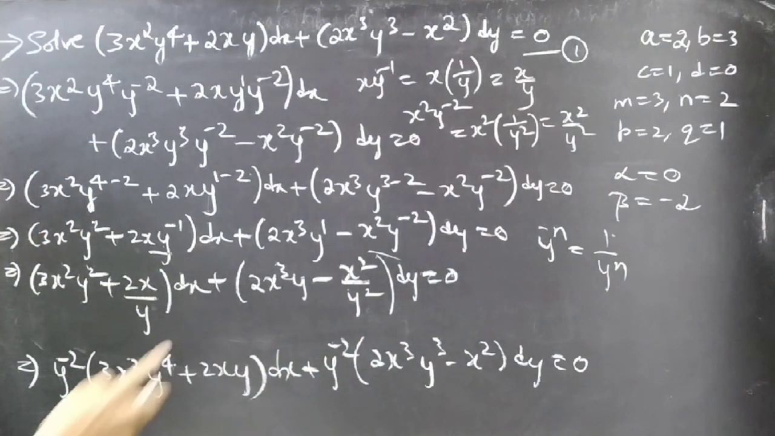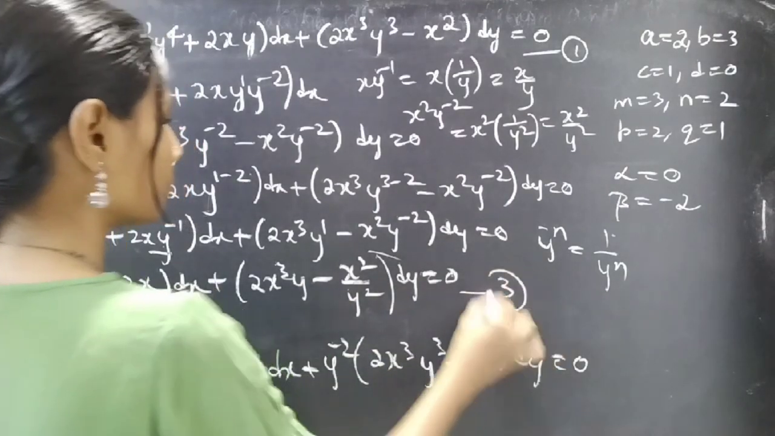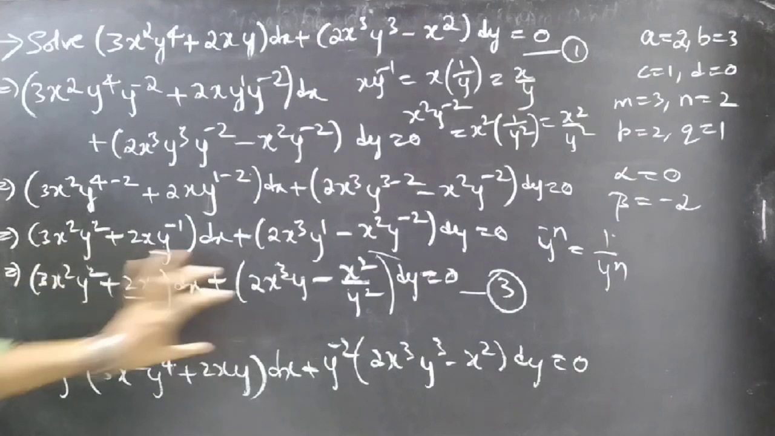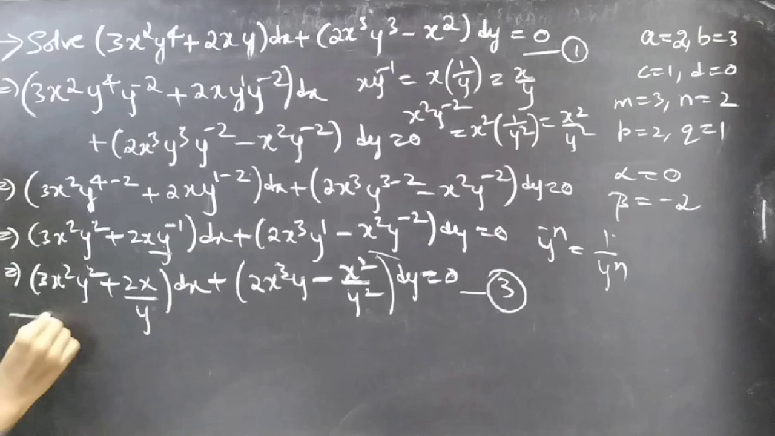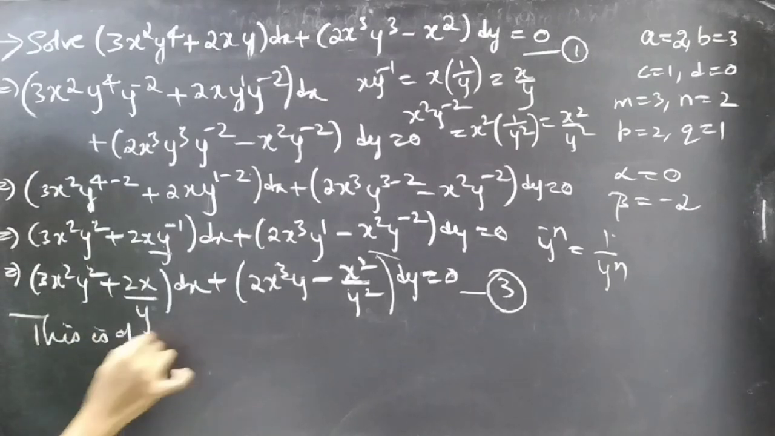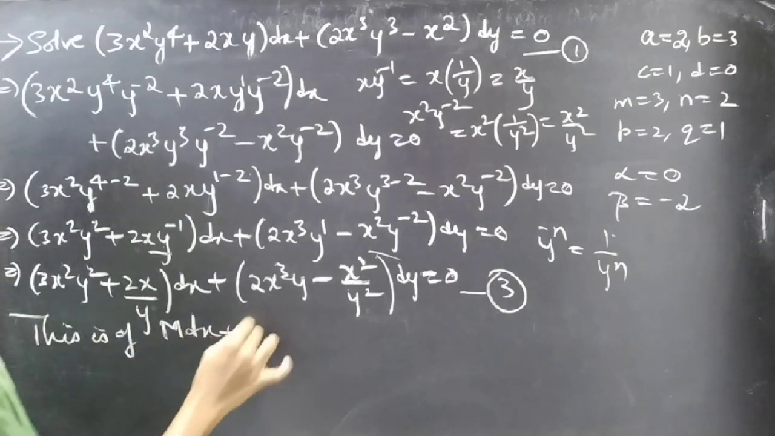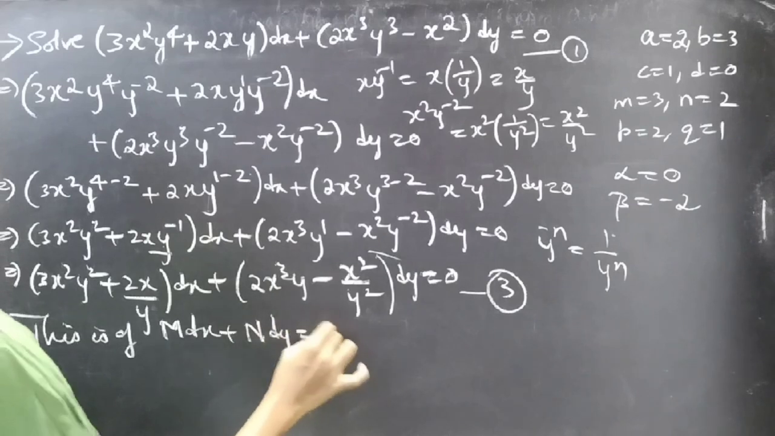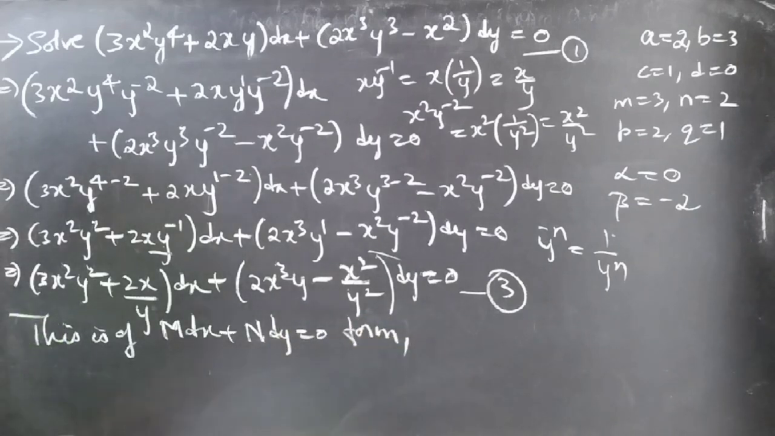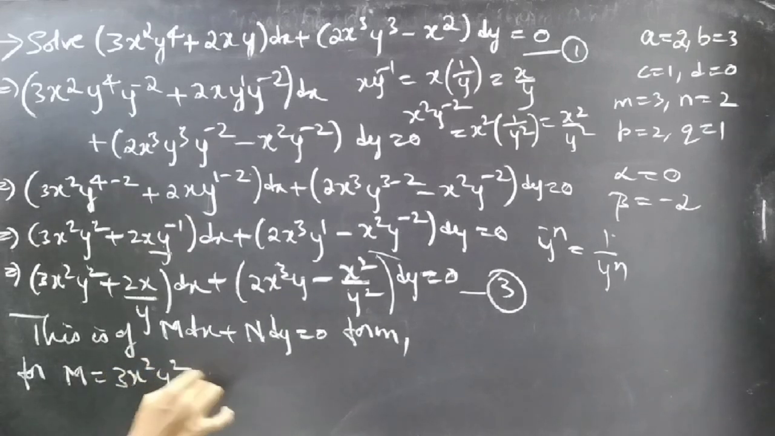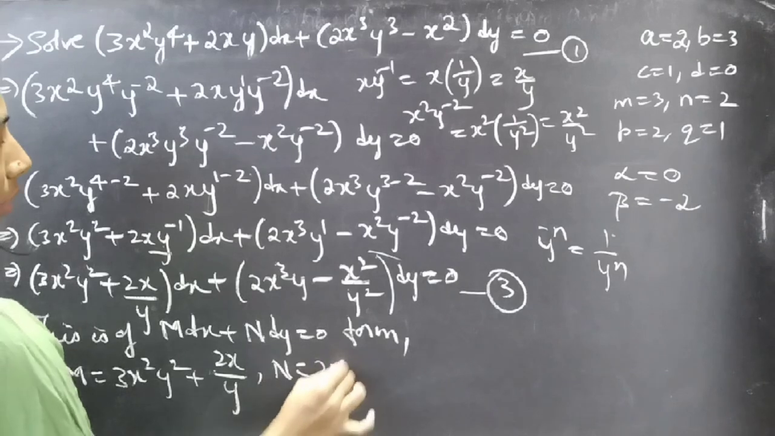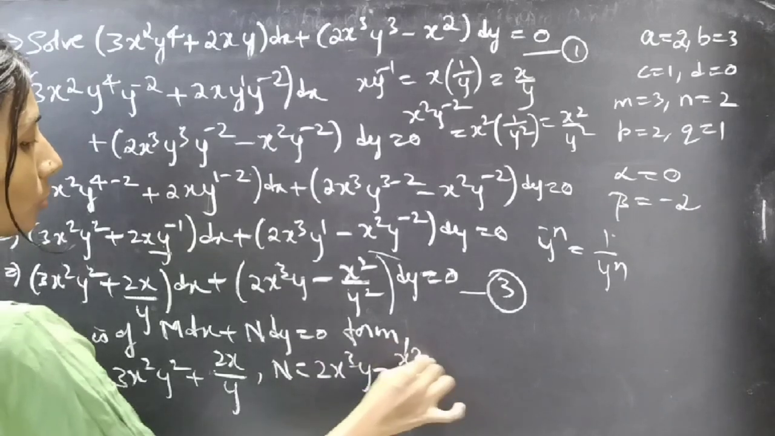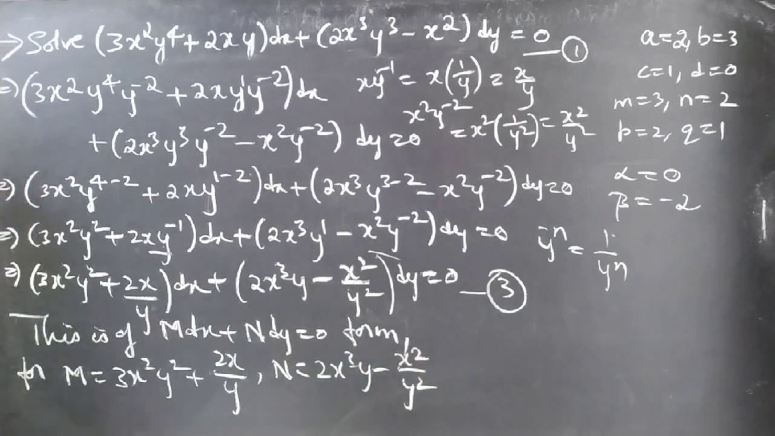Now consider this equation as equation number 3, which is of mdx plus ndy equal to 0 form, for m equal to 3x square y square plus 2x by y and n equal to 2x cube y minus x square by y square.